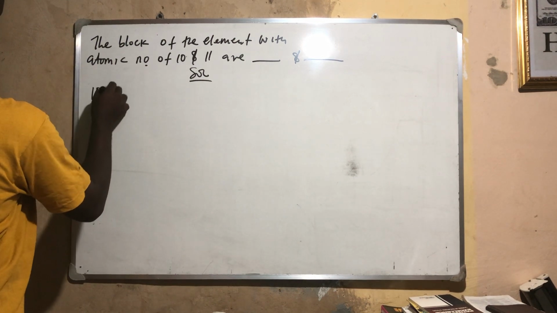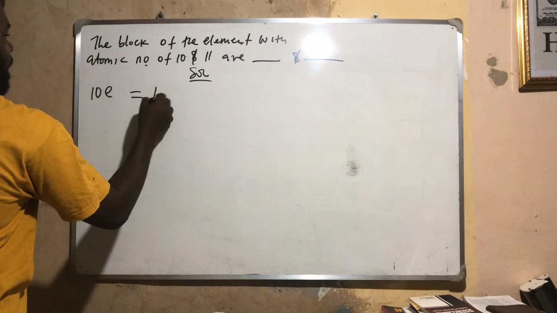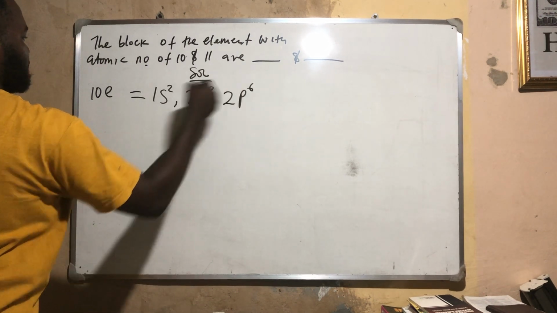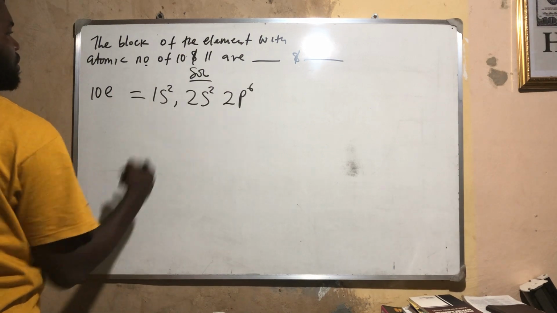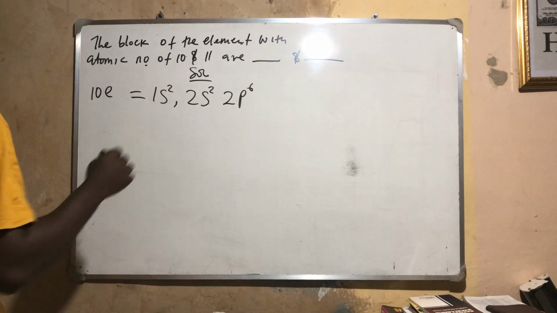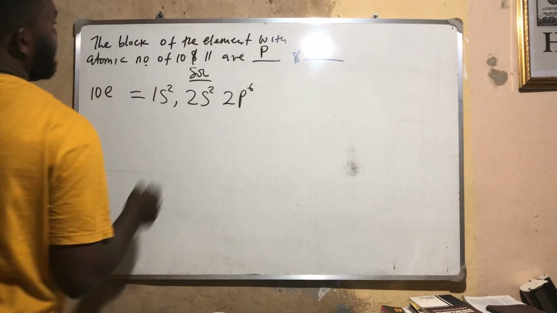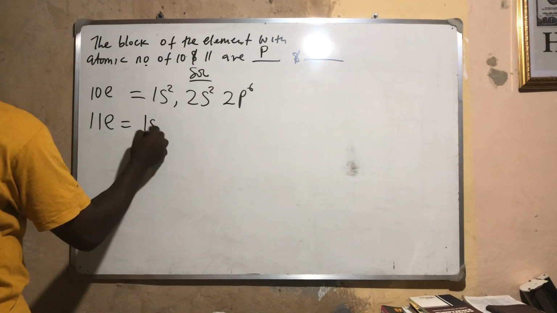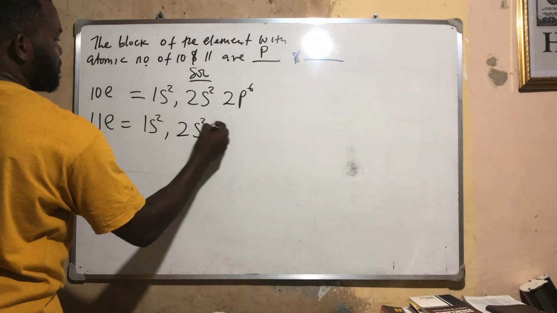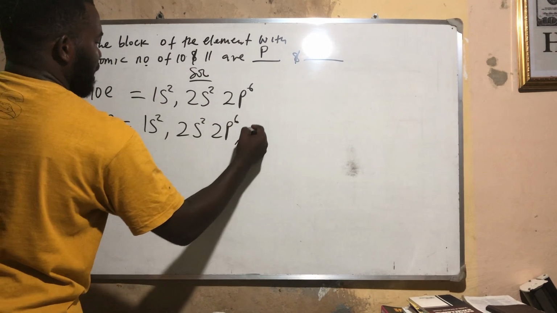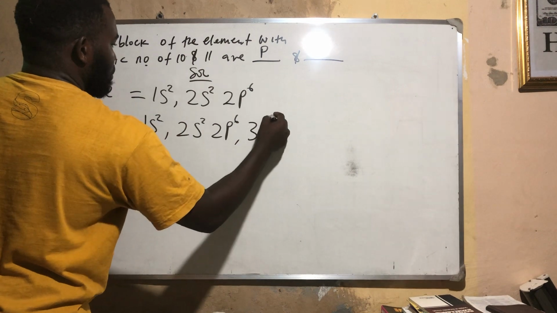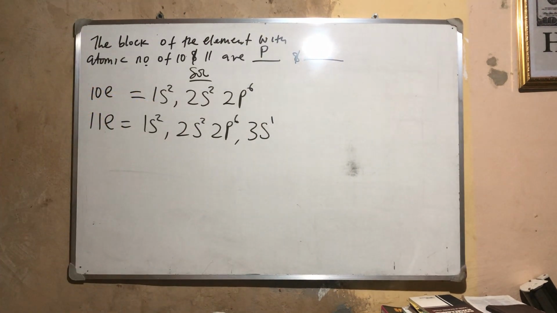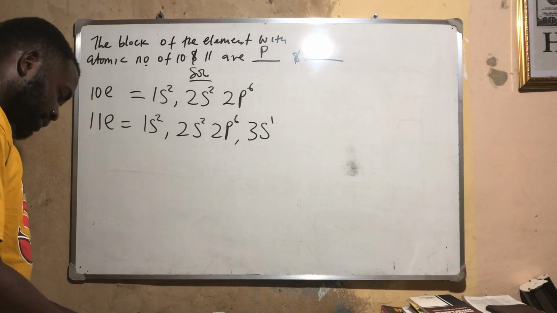If it has 10 electrons, the electronic configuration will be 1s2, 2s2, and 2p6. So this is 10 complete. So it is a p block element. So let's go for 11. 11 electrons will be 1s2, 2s2, 2p6, then 3s1 to make it 11. So it ends in s. So it's an s block element. Okay?